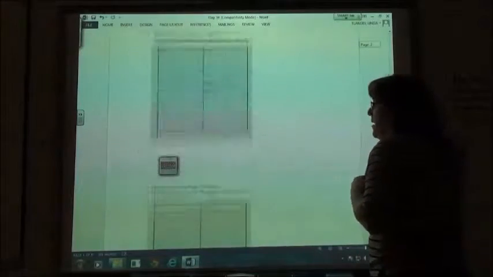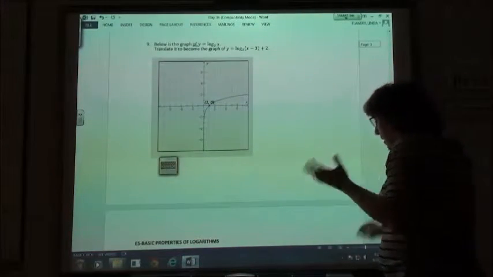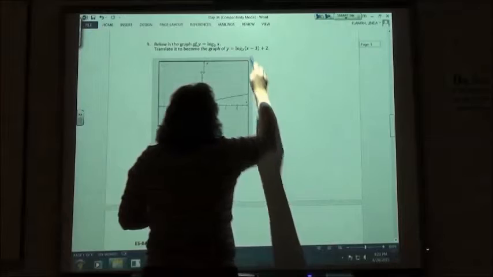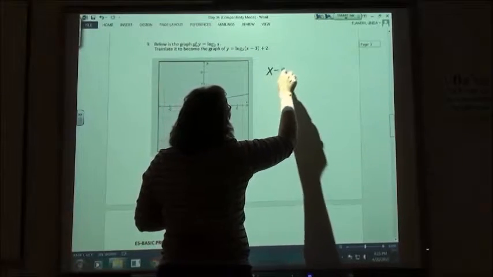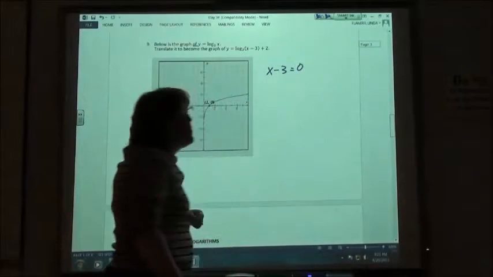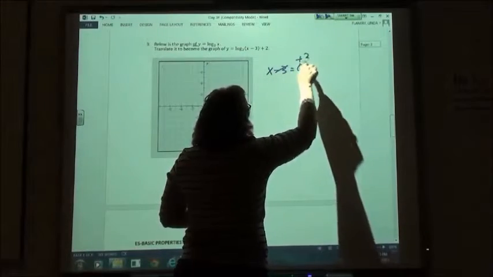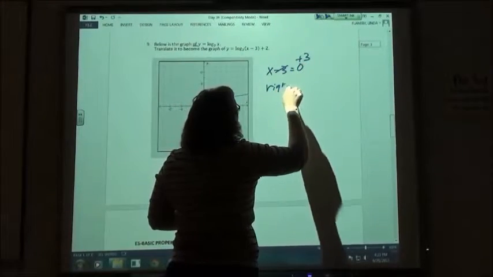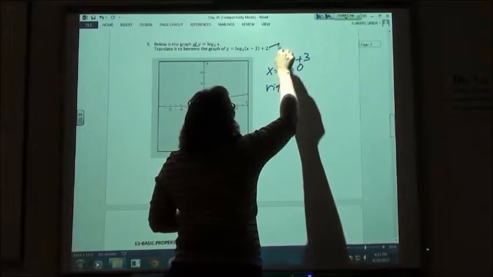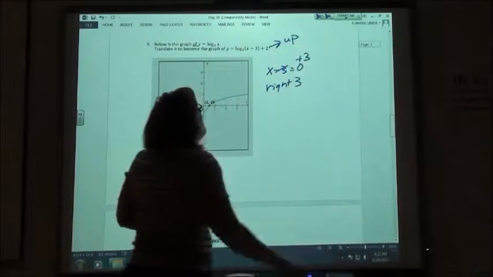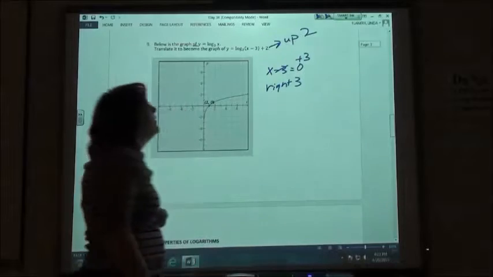Number 9, same kind of thing. I'm translating my graph. I know this is going to move it left or right. Hopefully by now you know which way it is, but I'll work it out anyway. I'm going to add my 3, so it's going to go to the right 3. This is going to move it up 2.